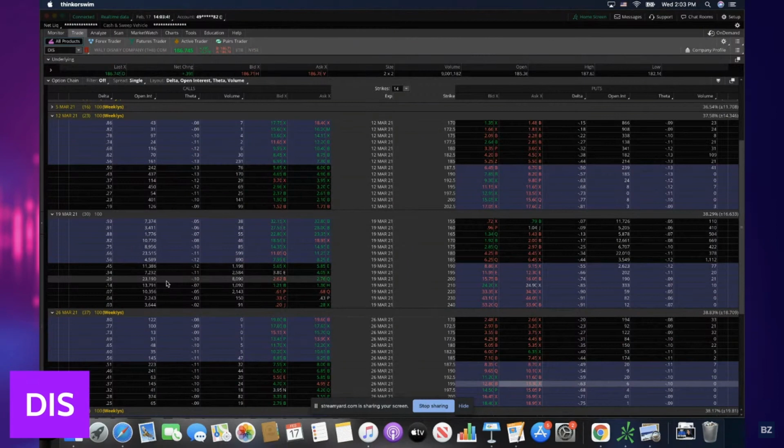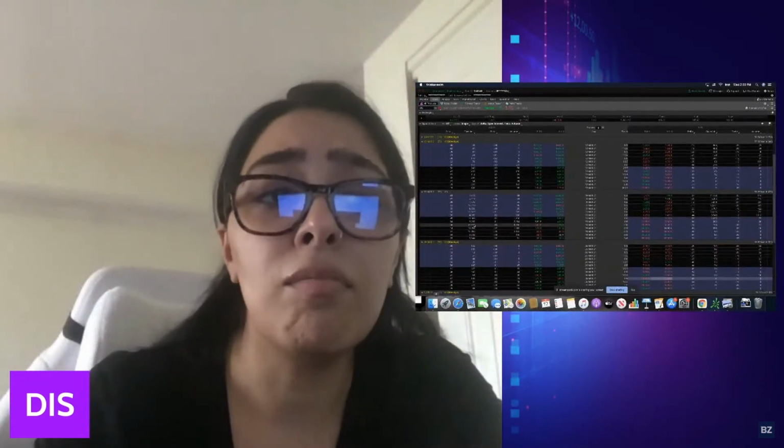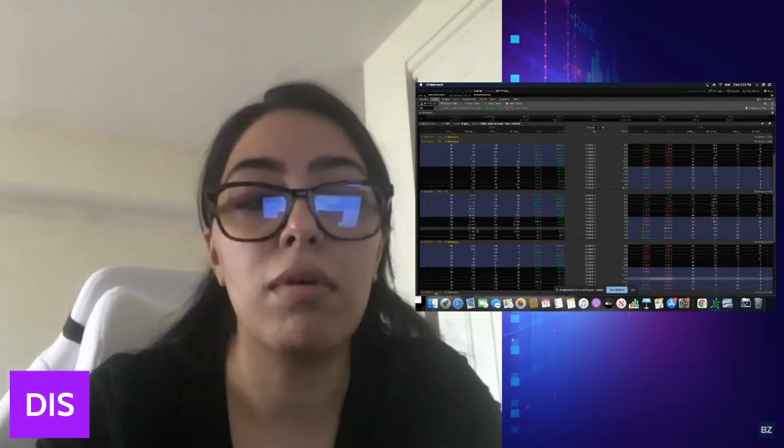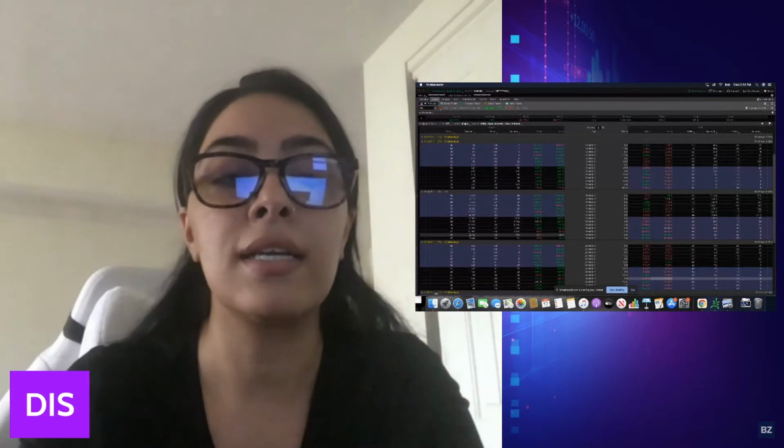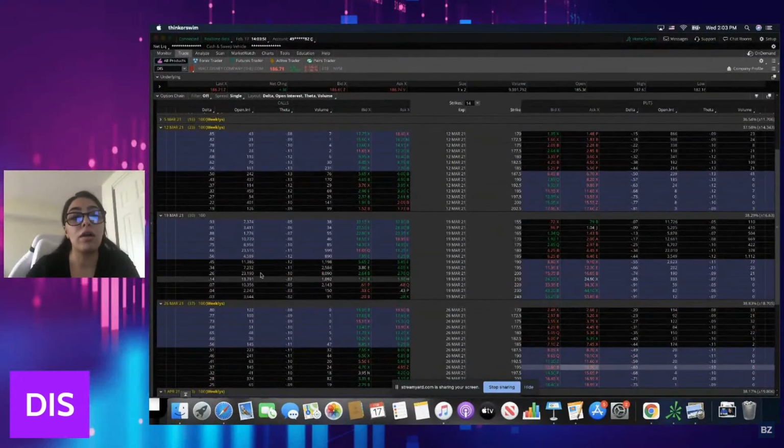So Disney, I'm looking for a bounce play, a long-term play into the end of March potentially, if it's able to hold above that 190 level. It was able to hold 184, which is really good. We can see a significant bounce on Disney longer term, but this is going to be a long-term play. Nothing this week or next week. I'm looking towards the end of March, early April, but it looks like the end of March has a significant amount of open interest, which is good.